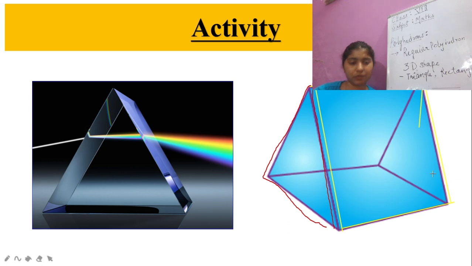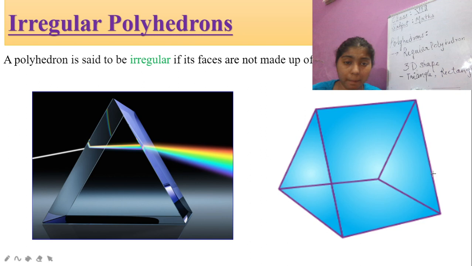Yes, very good, students. That means it is not a regular polyhedron, because we have two types of shapes, triangle and rectangle. So we cannot say that this is a regular polyhedron. A regular polyhedron has similar faces, where we have a square, square, square on each face. Here we don't have equal faces joined at each vertex. So what do we call such shapes? We call them irregular polyhedrons.